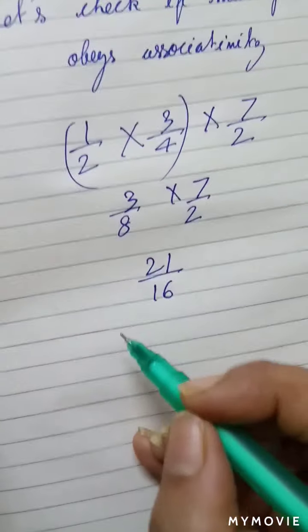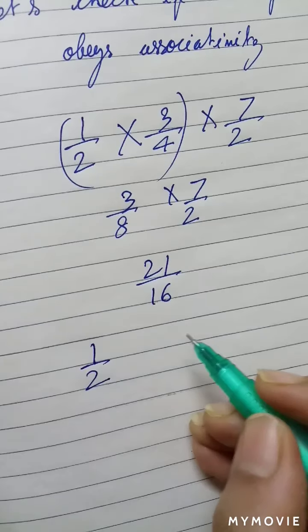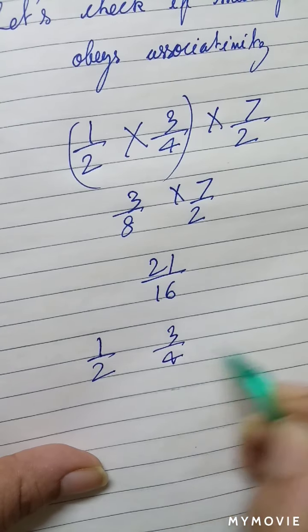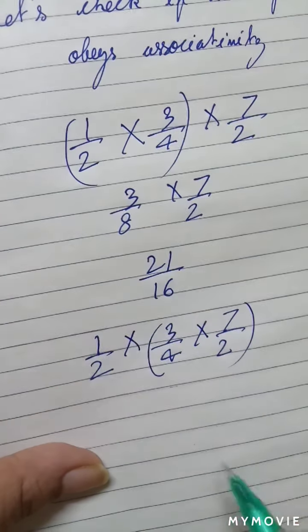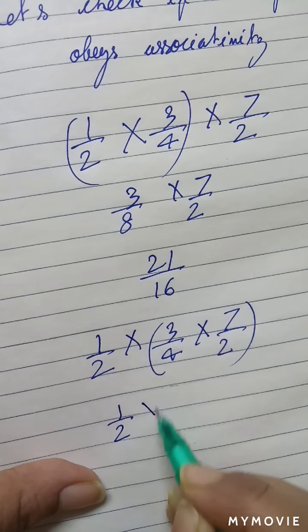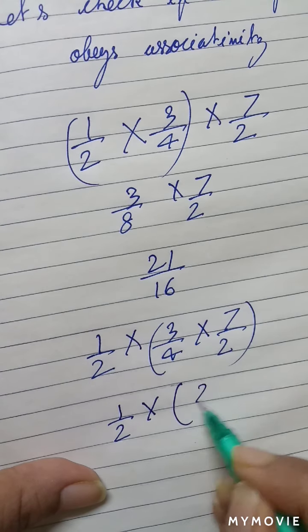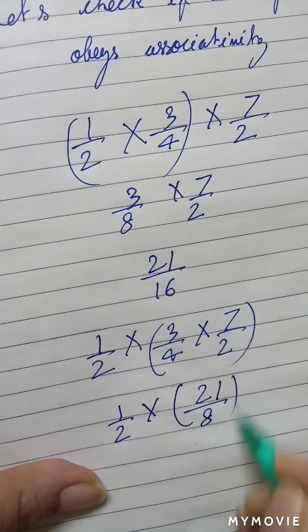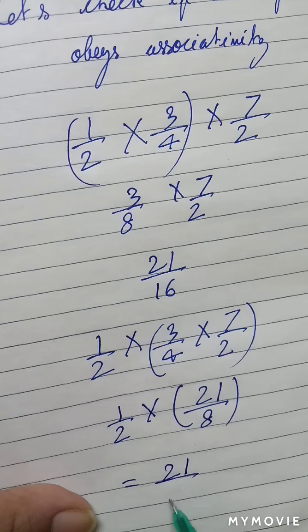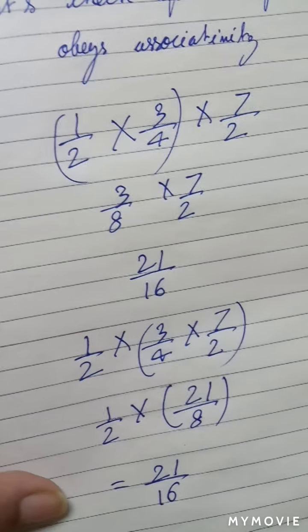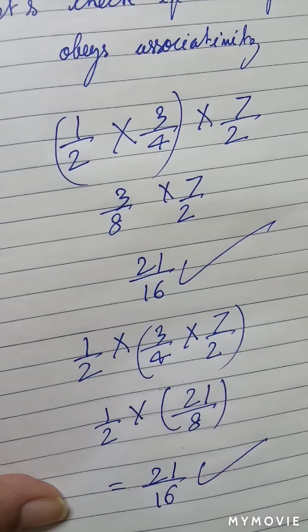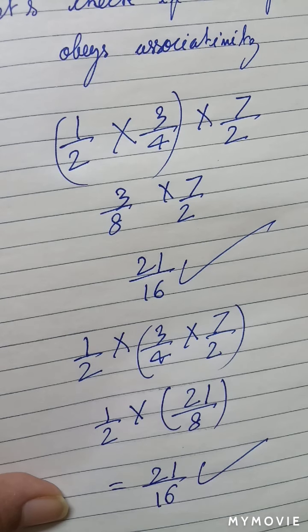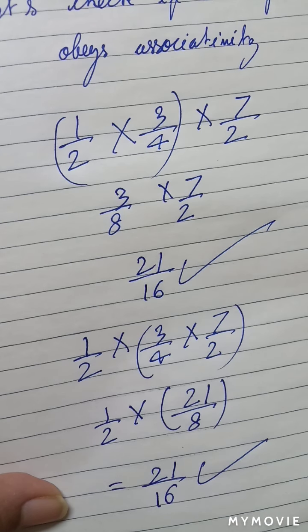Now, let's use the same numbers, but we will change the partners. See what's going to happen. This is again going to be 21 by 16. So this is clear that multiplication obeys associativity. You can multiply them in any order. The result is going to be the same. So we concluded addition and multiplication obey associativity.